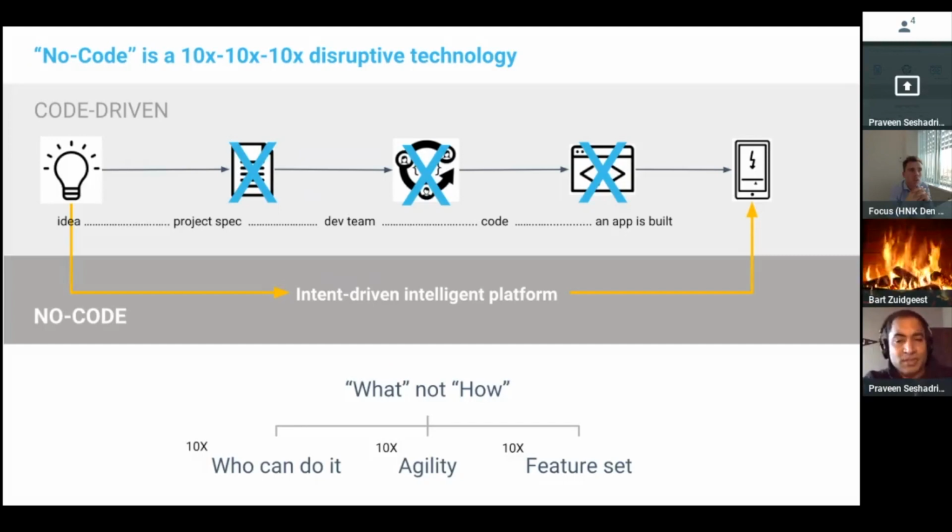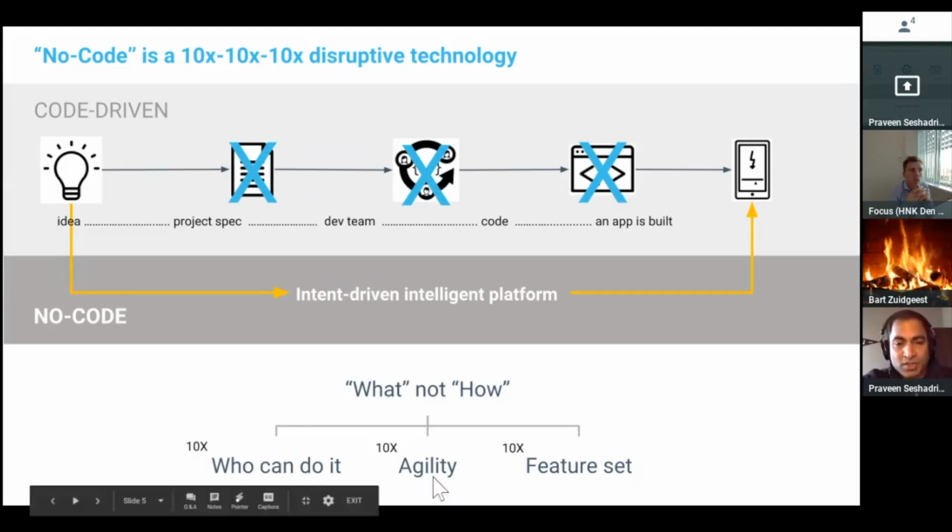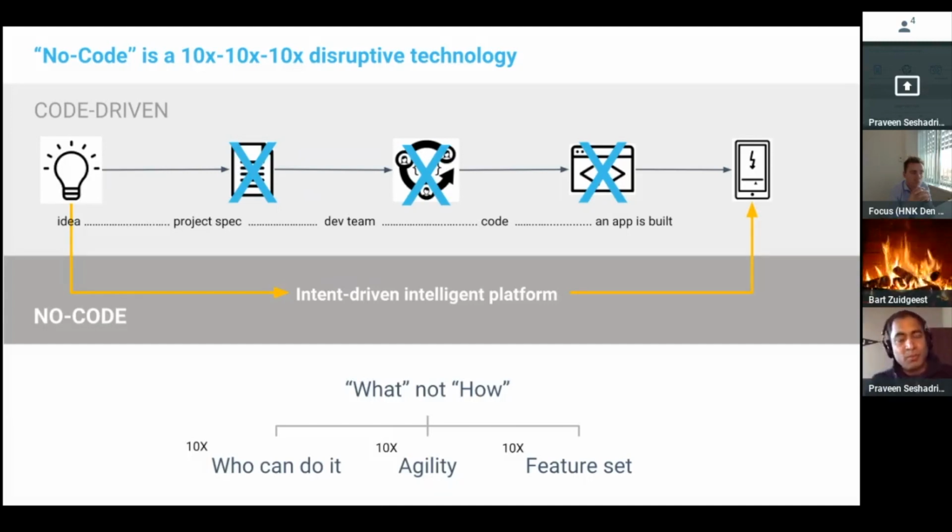AppSheet's value proposition is different. We actually think you can do things 100 times faster, but very importantly, there's a lot more people who can build applications. It doesn't need to be only the IT department. It could be any line of business. It could be any manager who's got any problem to solve.